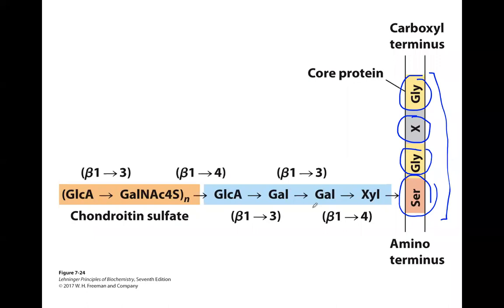Usually this starts with these four sugars: xylose, galactose, and glucuronic acid. These are anomeric linkages, right? And this will be chondroitin sulfate. Chondroitin sulfate is again a repeating unit of these disaccharides, which are sulfated.